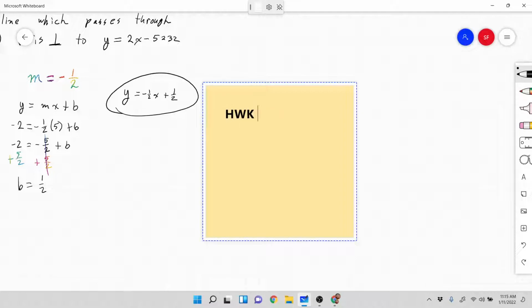Homework. Pages 243 through 244. It's not bad. Numbers 12 through 14, and 42. Evens. You thought I was kidding, but I wasn't.